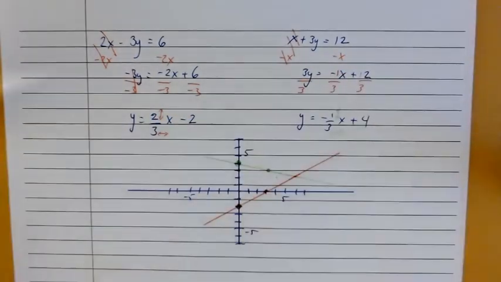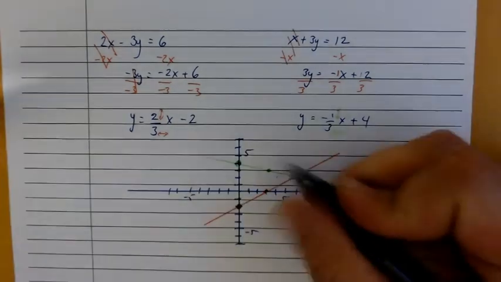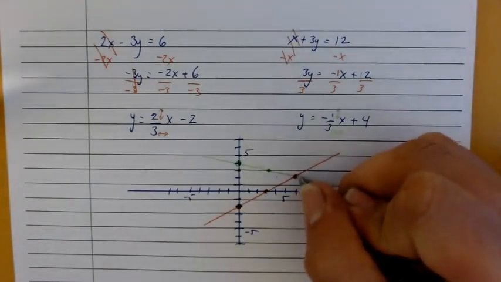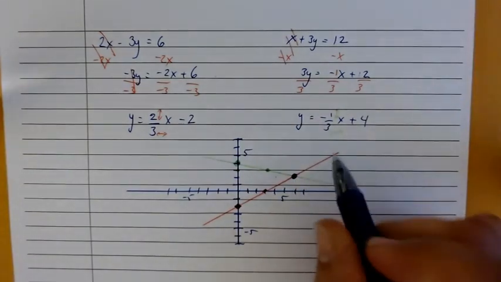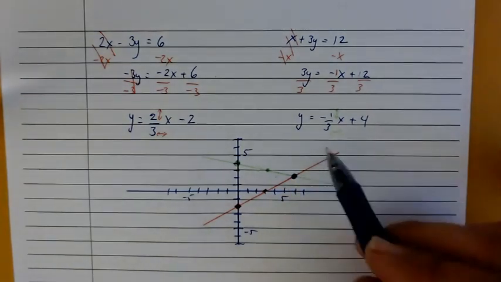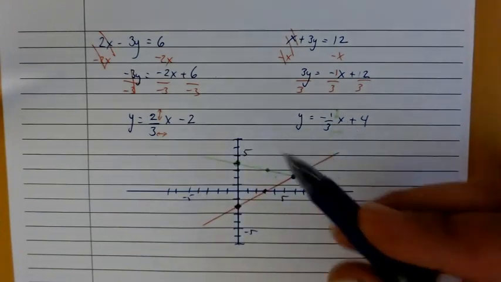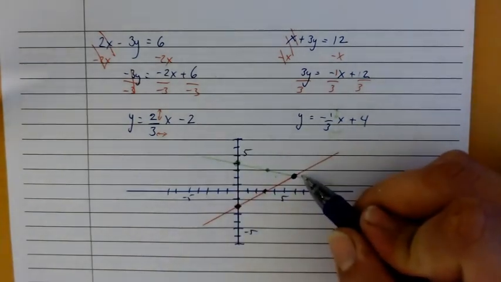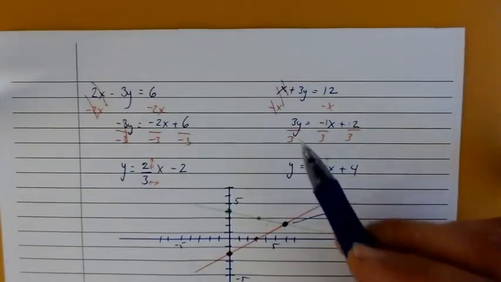However, you will notice that there is exactly one point which they do share as a solution. This point right here. This point is the one and only point that is a solution to both of these equations. We know that because it's a point that's on both lines. Because this point exists on both of these lines, it is a solution to both equations, and we call this the solution to the system of equations.